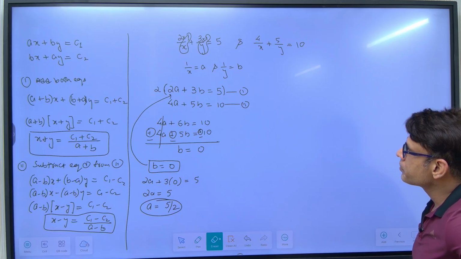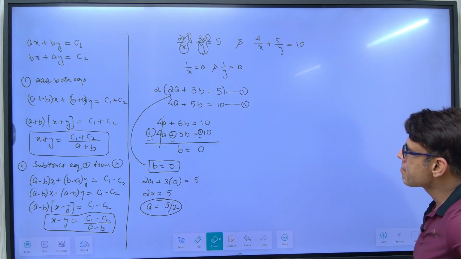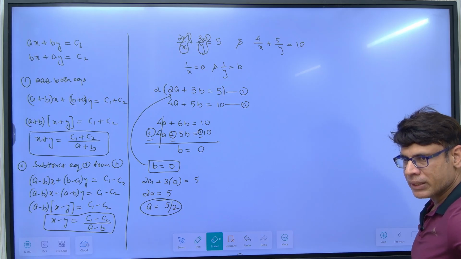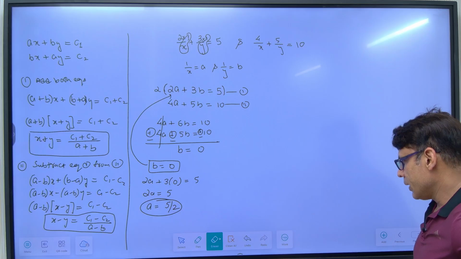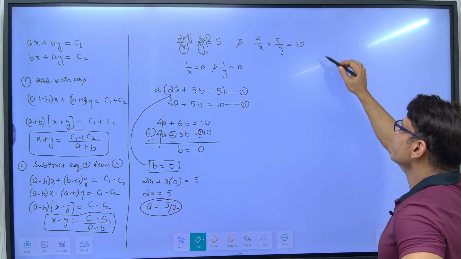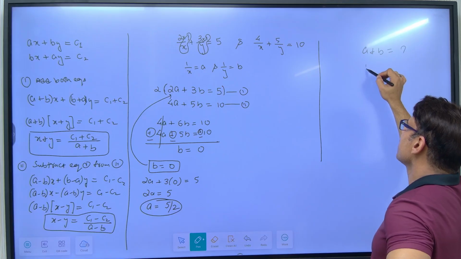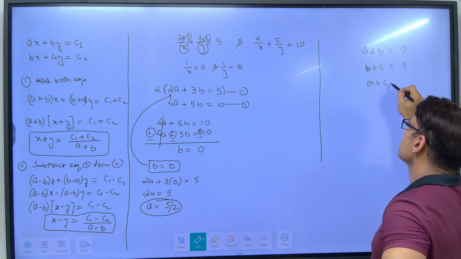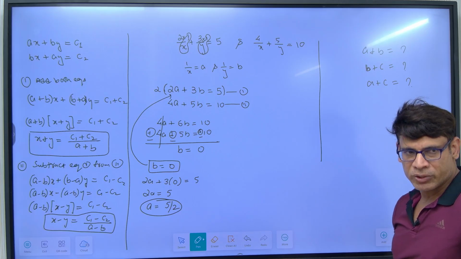Now, these are the types of equation. Sometimes three variables are involved, but the questions are easy. Just to give you a hint, it's not necessary that it's going to ask you three variables. But in three variables, we'll be having a plus b is equal to something, b plus c is equal to something, and a plus c is equal to something. Then they'll ask you to find out a, b, c individually.